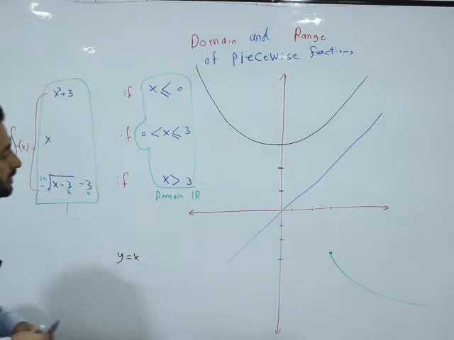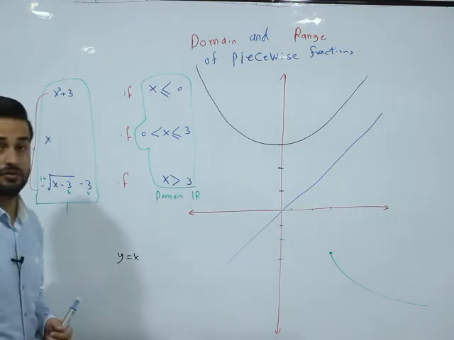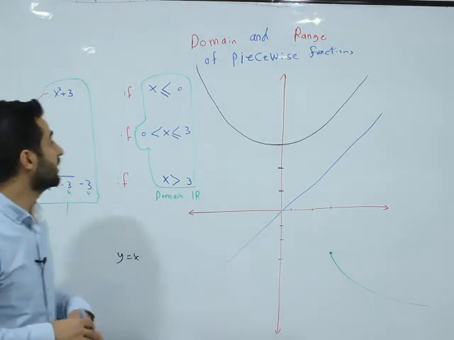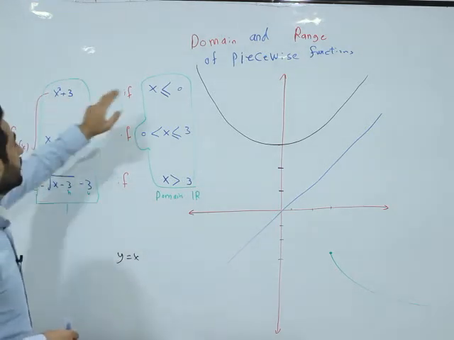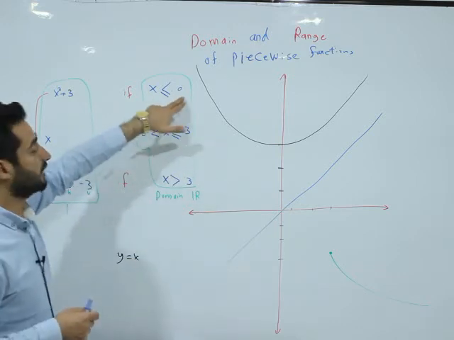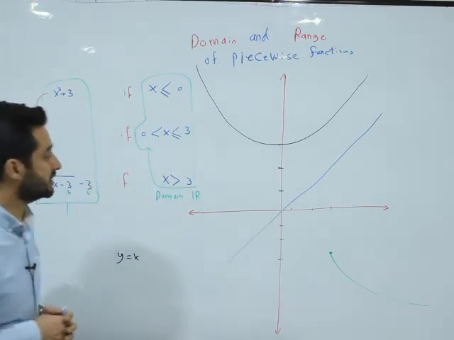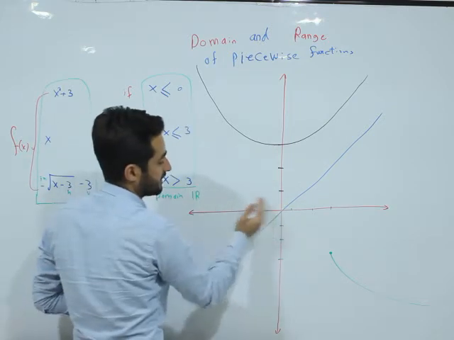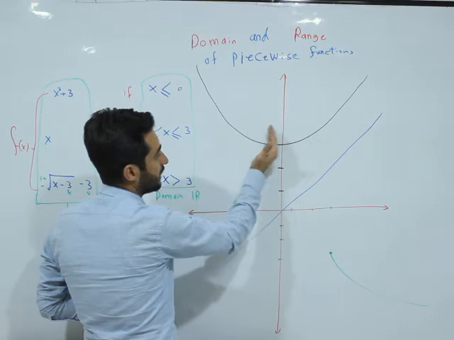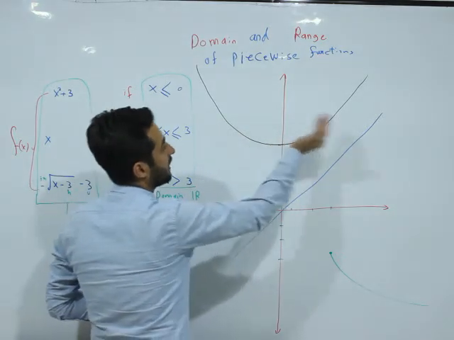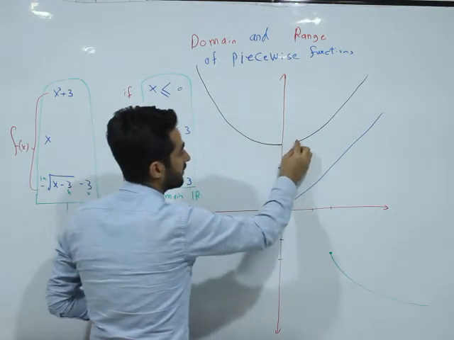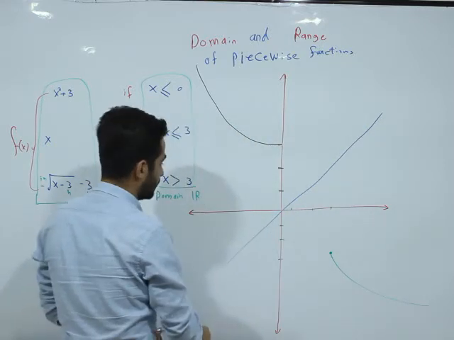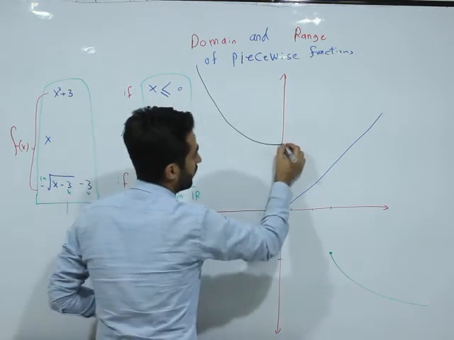Now, we have to clean some parts of these graphs. Why? Because it says x squared plus 3 where x is smaller than or equal to 0. Where is 0? Here is 0. X is smaller than 0, it means this side. So for this graph, we have to have this side, not the other side. So clean this, and we have this. Also, 0 is included, yes, so 3 is also included.